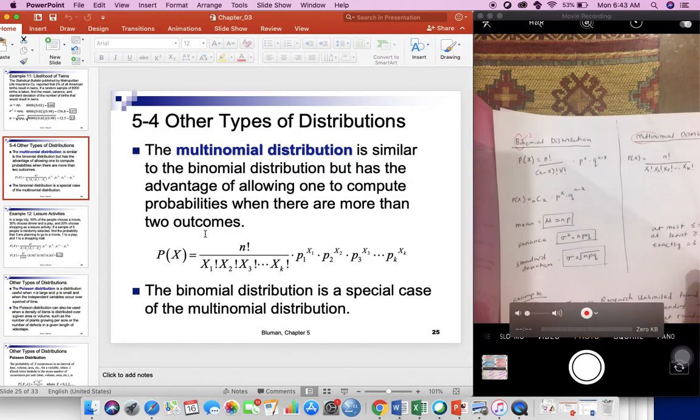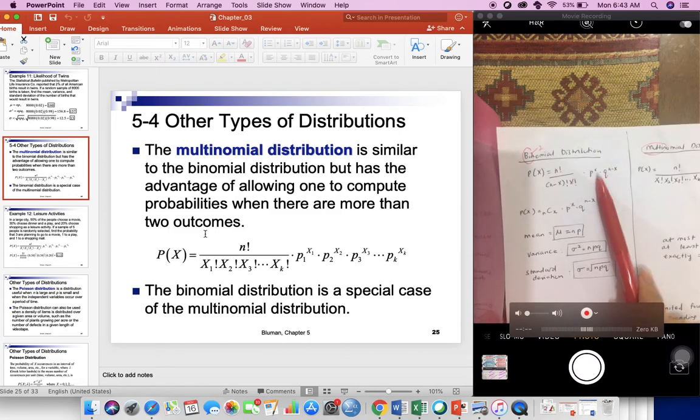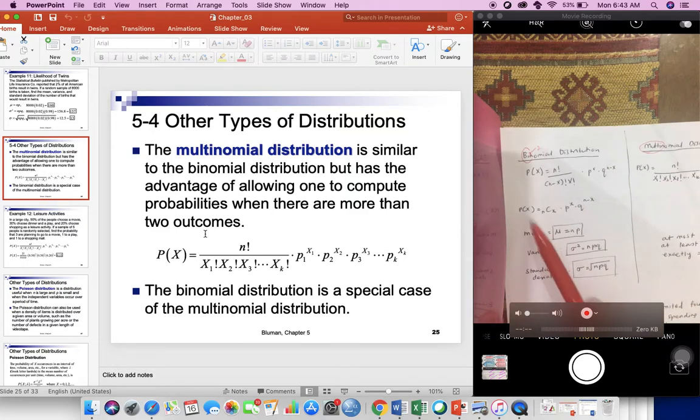Okay, so binomial has another formula. It's actually the same formula, this one and this one. You can memorize either this formula or this formula. The second formula is nCx times p to the power of x, q to the power of n minus x.